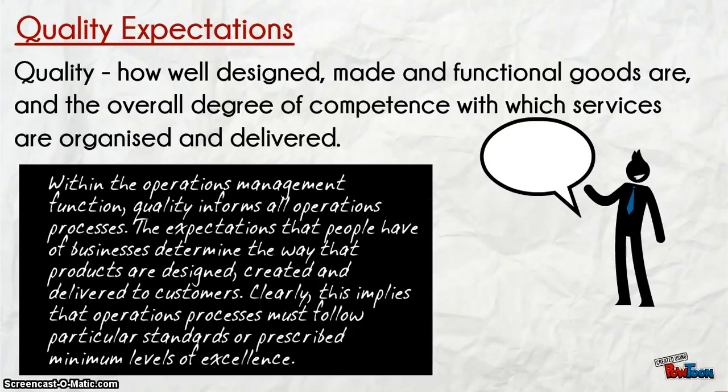For you, mate, it means that quality informs everything that you do within operations management. People have expectations of the business, and that determines how products are designed, created, and delivered to the customers. Clearly, this implies that operations processes must follow particular standards or prescribed minimum levels of excellence. As we'll see on the next page, Mr. Operations Manager, I'll give you an example of each of these and how they work.